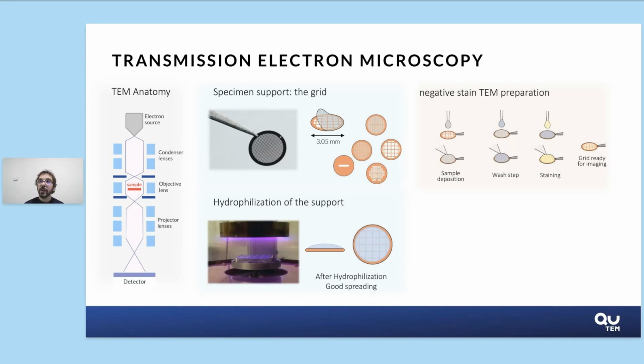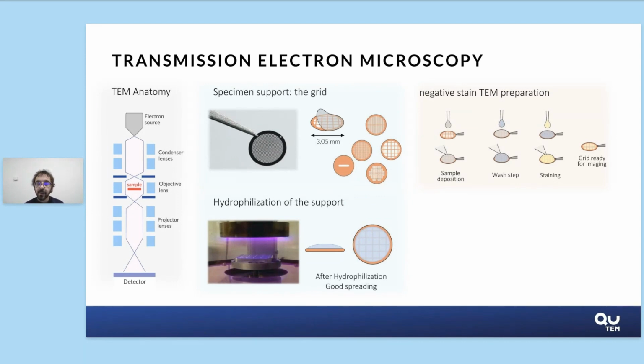So the washing step will help to remove all particles or impurities that were not properly stuck on the grid. And after that, we are adding a staining agent, typically uranyl acetate, so some salts of heavy metal that will have the role of embedding the specimen to protect it from the vacuum, from the column, because something I didn't mention is that in electron microscopy, your specimen is placed in a column with a very strong vacuum.